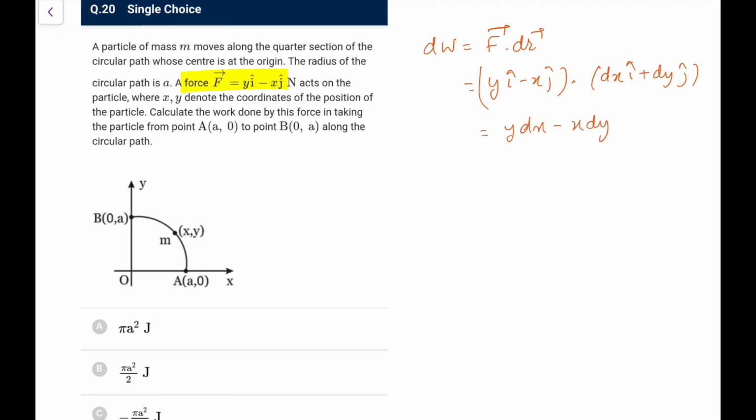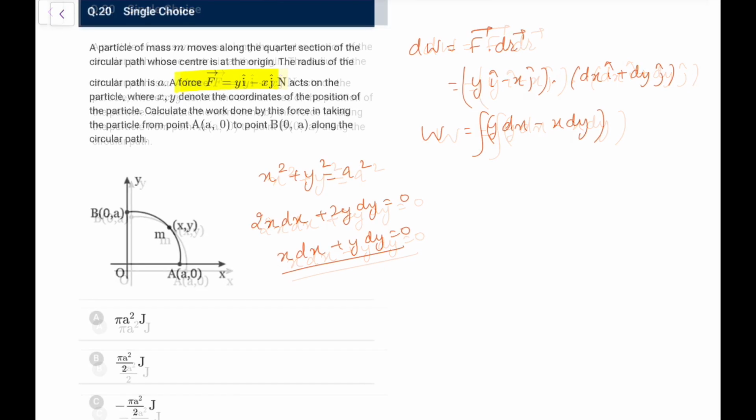So what you get is y dx minus x dy. So work done would be the integration of this thing. So you have two integrations, you have y dx and you have x dy. Now you need to get x and y as a function of each other. So what do you remember now? What you basically know is that because it is on a circle, x square plus y square is always going to be a square. So you can put y in terms of x and you can put x in terms of y, or more smartly, it would be 2x dx plus 2y dy equal to 0. So here I can directly get x dx plus y dy is 0.